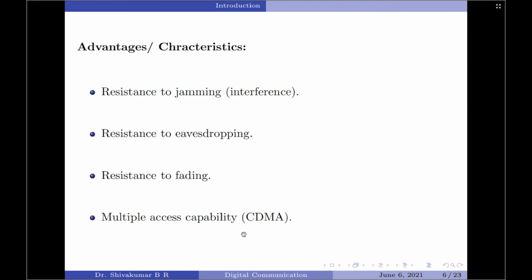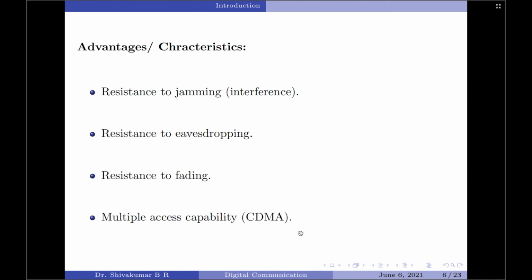Lastly, we have multiple access capability, which is also known as code division multiple access. This characteristic says multiple users can transmit simultaneously in the same frequency band as long as they use different spreading sequences. Comparing this with the FDMA and TDM techniques, we find that we have the same resource, which is the channel, given to all of its users at the same time. However, the only requirement is that all of these users must use different spreading sequences.